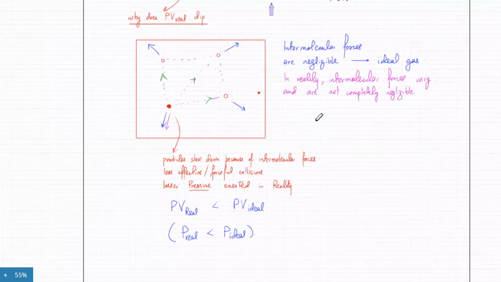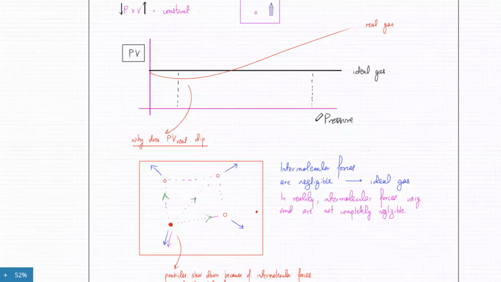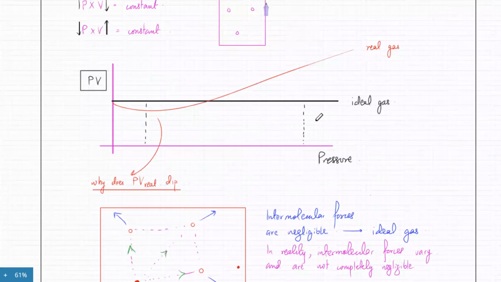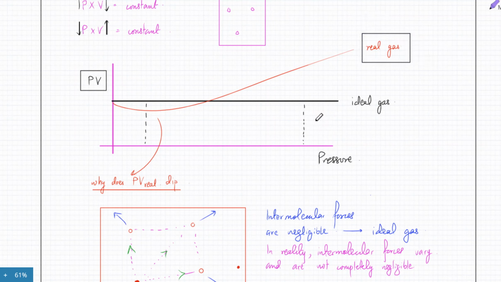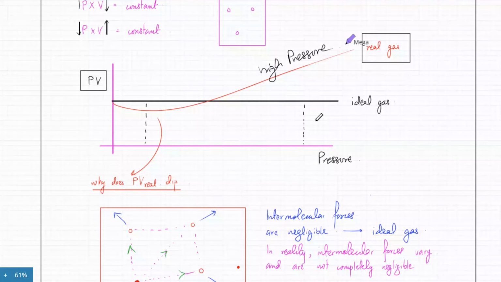Now we're going to study the other part. The other part is what happens to this graph of the real gas. When you take the actual pressure and the actual volume, what happens to the graph at high pressures? Why does it shoot upwards? What goes wrong at high pressures?